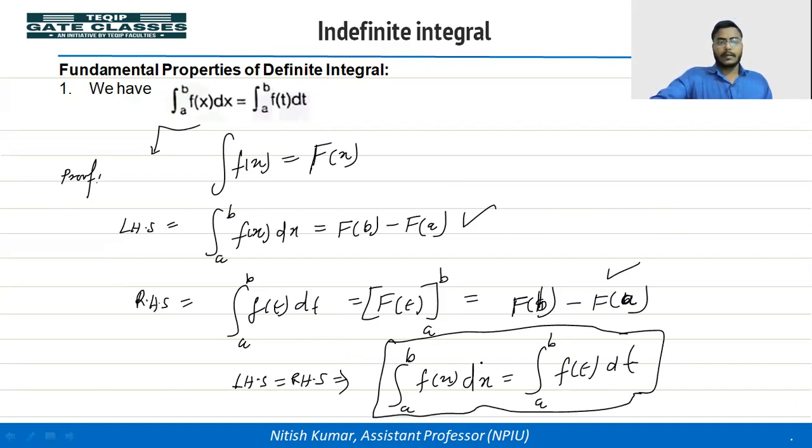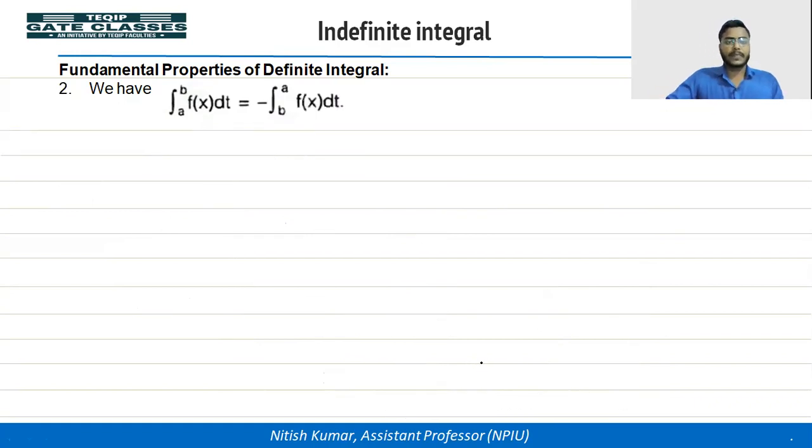Right. Second property: we have the integration of a to b of function f(x) with respect to x. Here x will be with respect to x. Just correct it. With respect to x, here it is, here also.